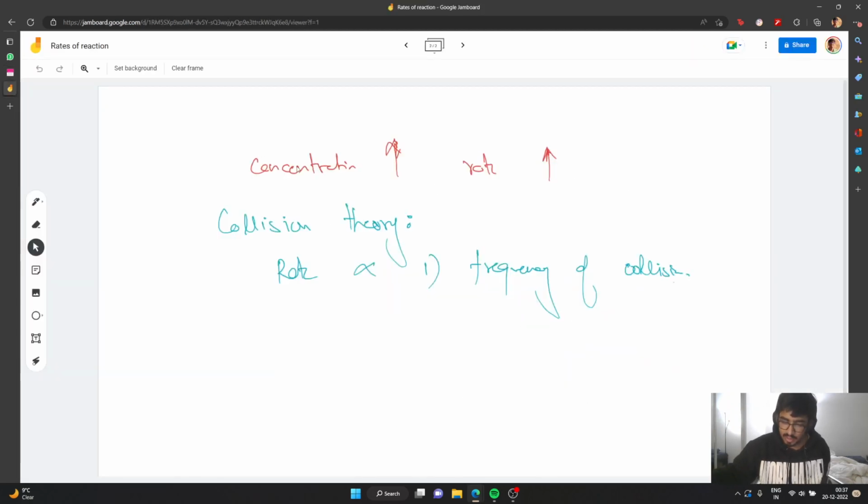So it says that if the frequency of collision is higher, then the rate will be higher. So if they're colliding more frequently, then it is more likely that the reaction will happen.